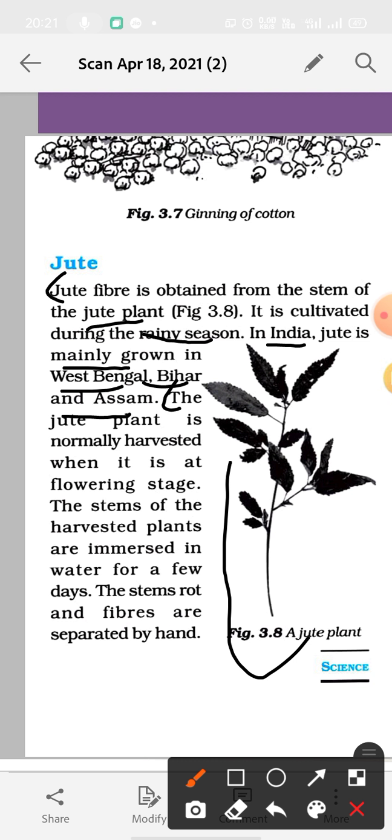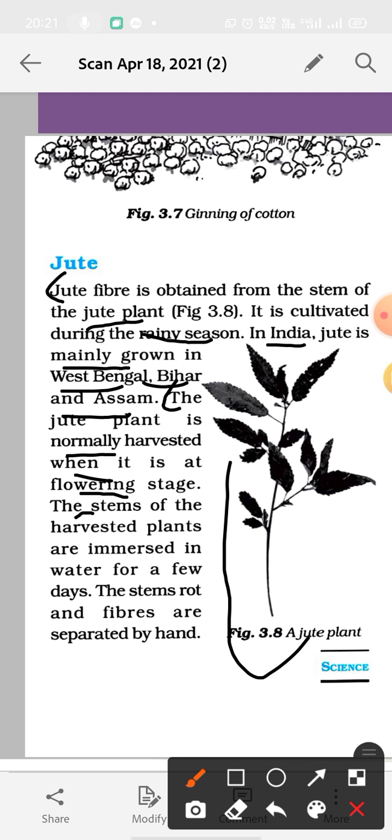The jute plant is normally harvested when it is at the flowering stage. So jute plant जो है कब हार्वेस्ट होता है? When it is at the flowering stage. तब जाके हम jute plant को हार्वेस्ट करते हैं. So where does the jute plant grow? West Bengal, Bihar and Assam. And the jute plant is mainly harvested when it is at the flowering stage.